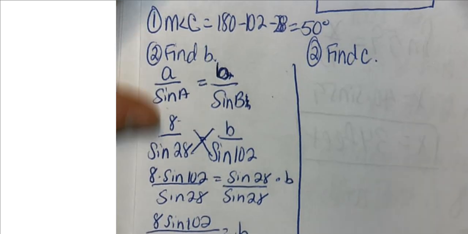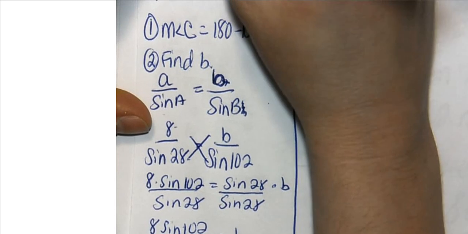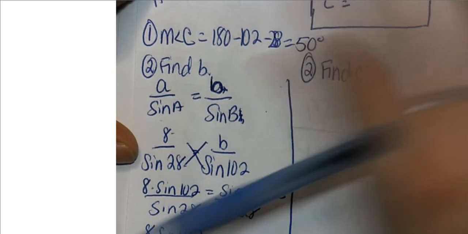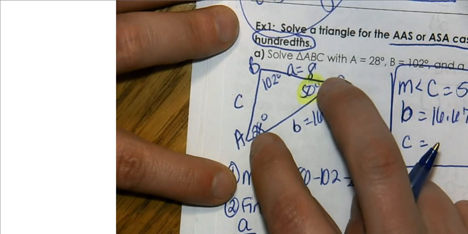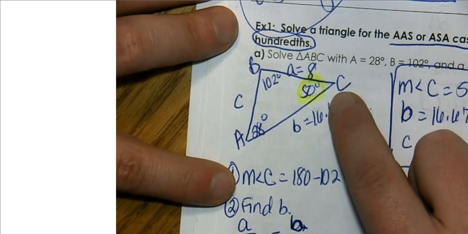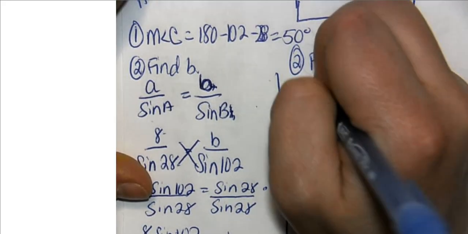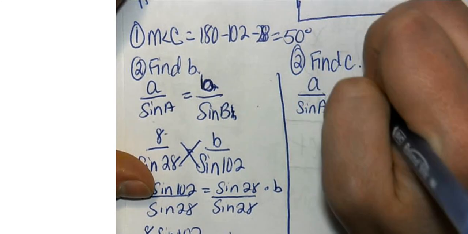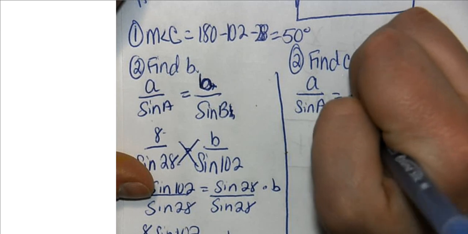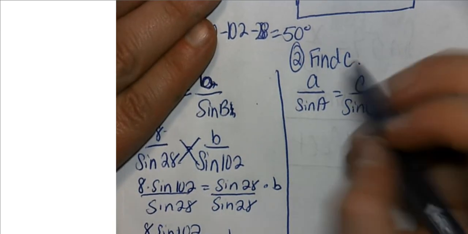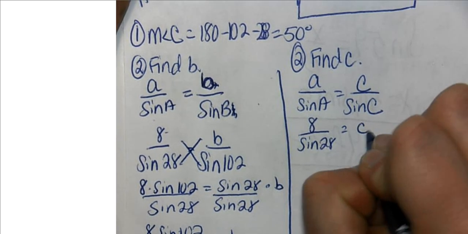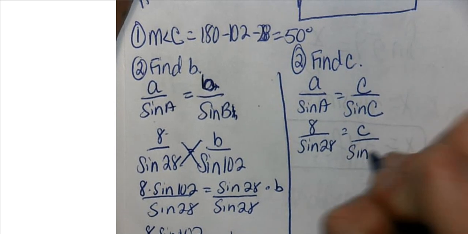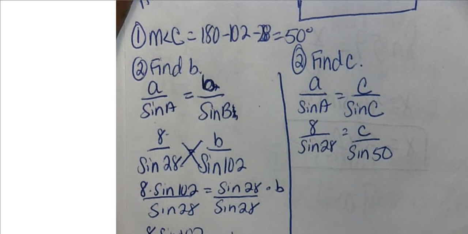To find little c, once again, use given information. We were given A information, two of a kind, and what I need to know is what little c is. So the proportion that I'm going to set up is a divided by the sine of angle A equals c divided by the sine of angle C. So little a is 8 divided by the sine of angle A, which is 28, equals little c, which is what I want to find, divided by the sine of angle C, which I found to be 50 degrees.